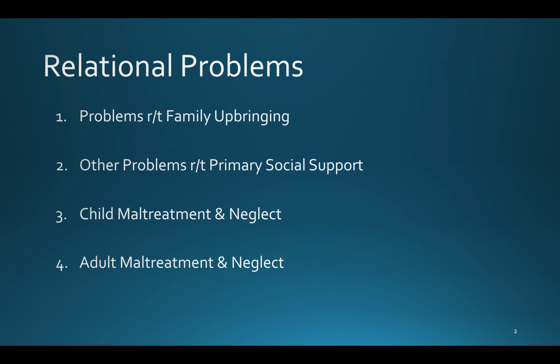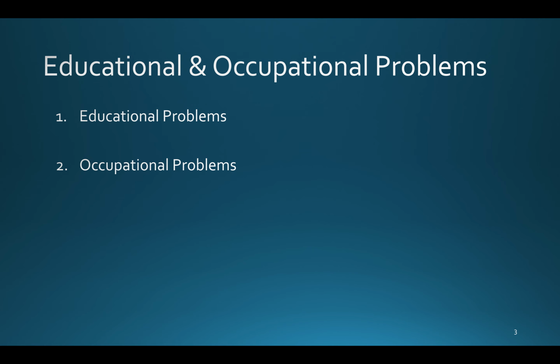So there's a whole category of relational problems, which include problems in the family for children, other problems related to primary social support, child maltreatment and neglect, and adult maltreatment and neglect. There are educational and occupational problems. Educational problems include things like difficulties in the classroom that require perhaps a need for an IEP. Occupational problems can include things like military deployment status, could also include general problems related to employment, lack of employment, difficulties on the job.